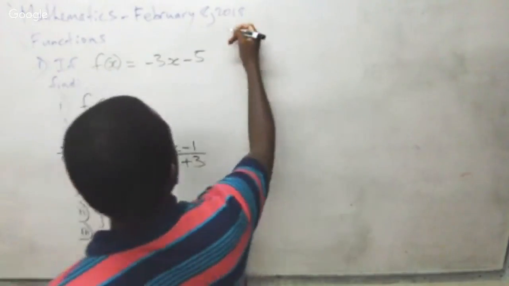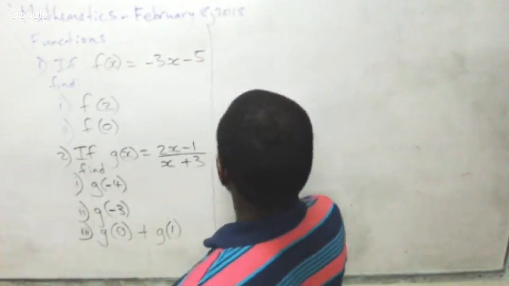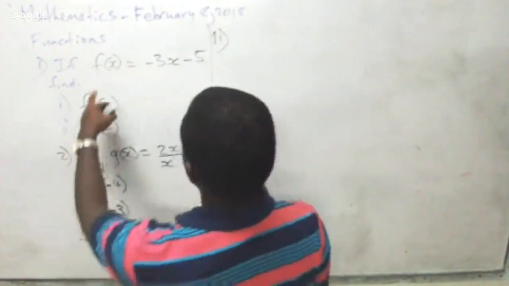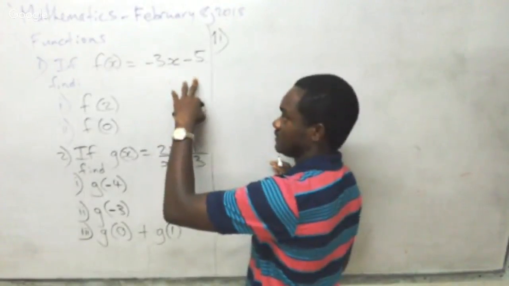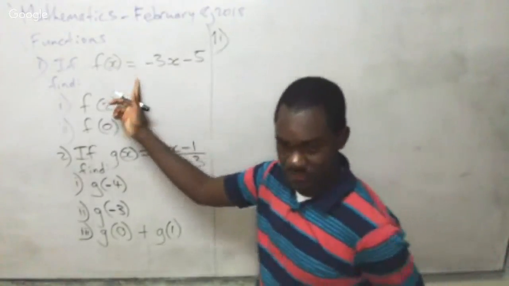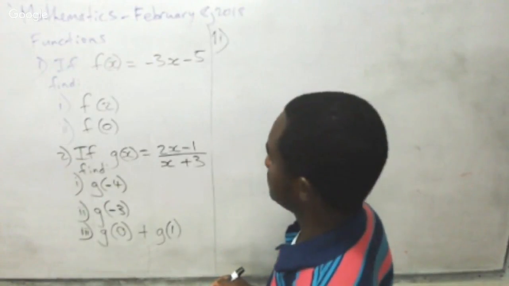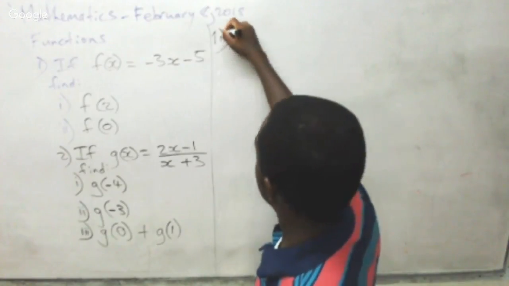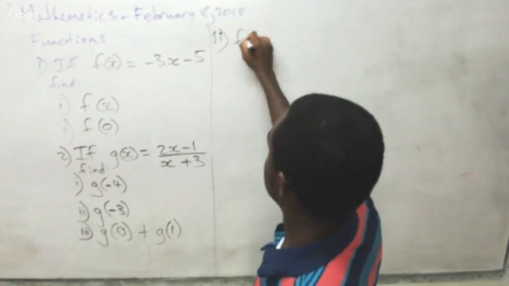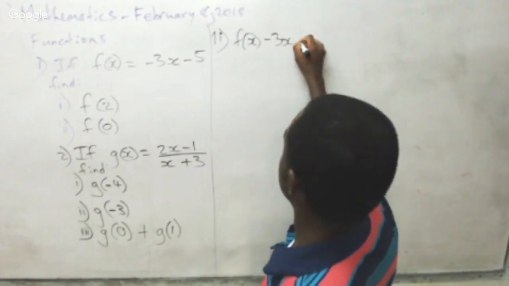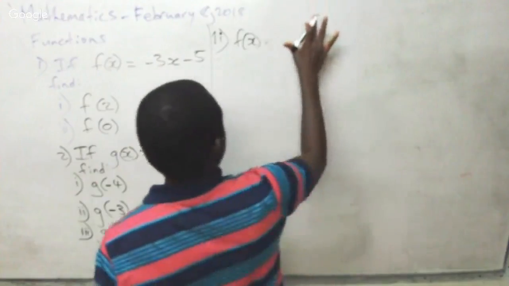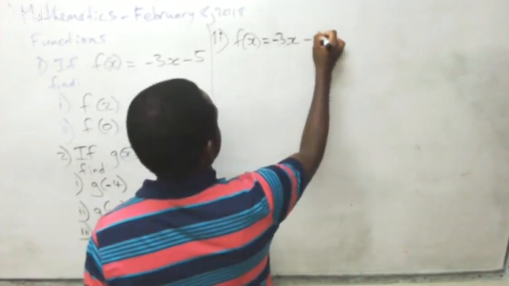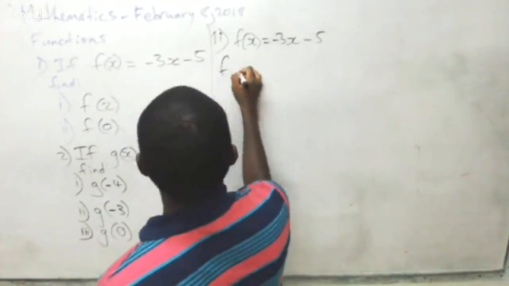Alright, so number 1. You're given a function f of x is equal to -3x minus 7. Oh, by the way, if I had written this function as... I'll show you later. So f of x is equal to -3x minus 5, and you're asked to find f of 2.